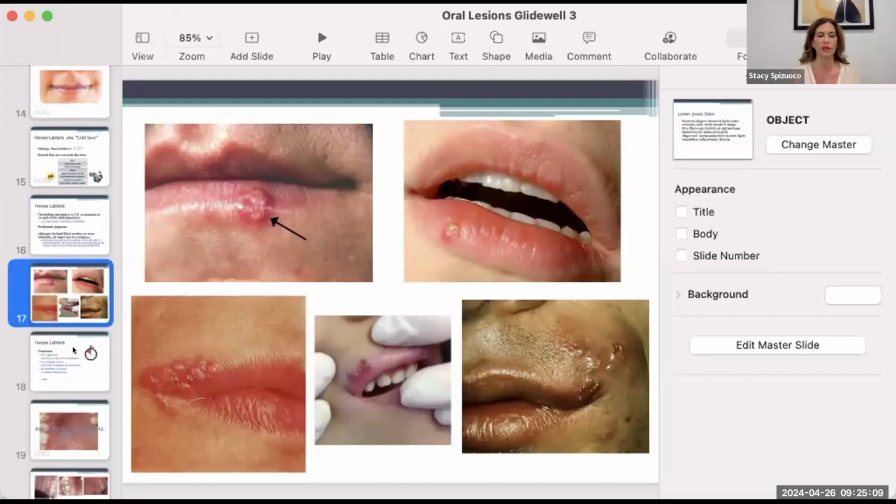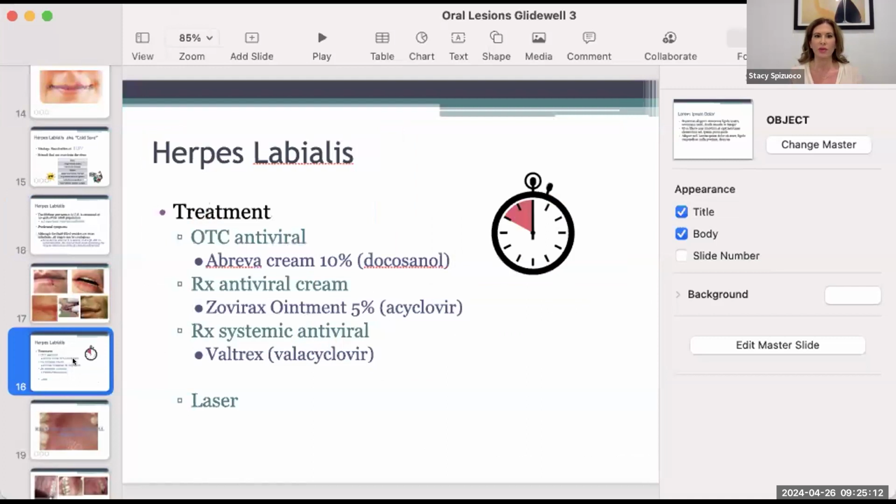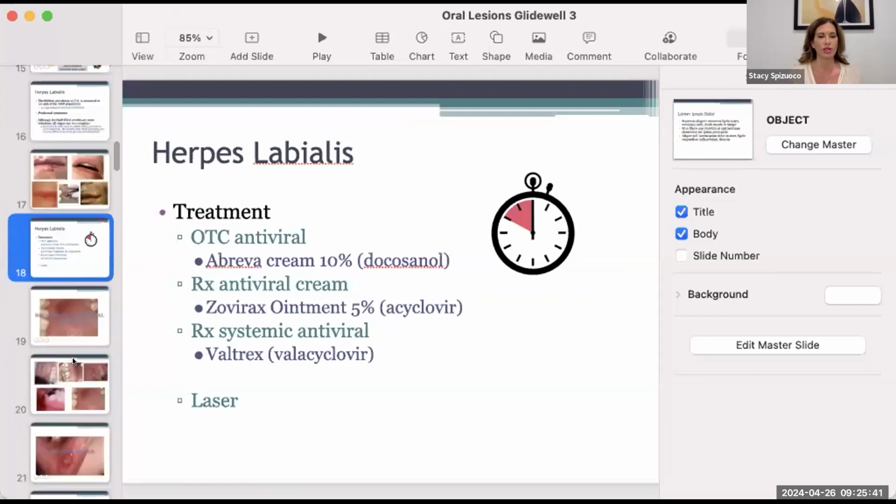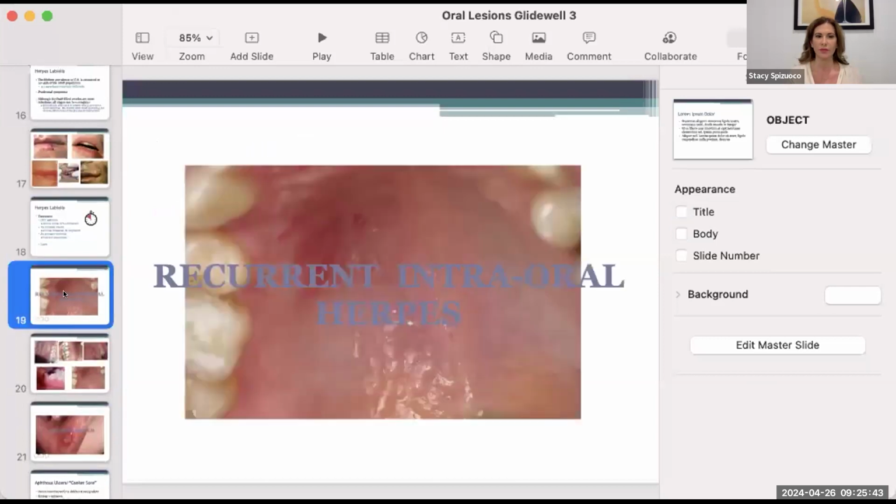Here's some more examples. So now it's kind of a time thing. When patients start to feel that prodromal syndrome, the tingling, they want to start getting treatment right away, some kind of medicine. So they can go over the counter and buy an Abreva cream. You can prescribe them a Zovirax ointment cream, or a lot of times people are asking for Valtrex, which is a pill commonly given for herpes, and you take 2 grams as soon as you start to feel the symptoms, and then 12 hours later you take another 2 grams, and usually that completely eradicates it. You don't get any outbreak. Another modality treatment is laser treatment.